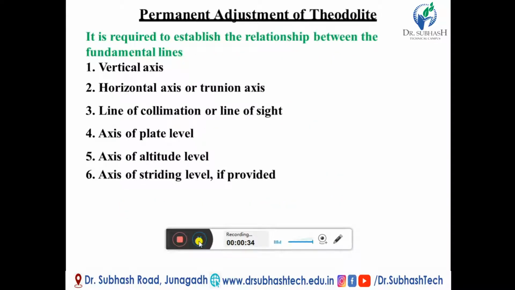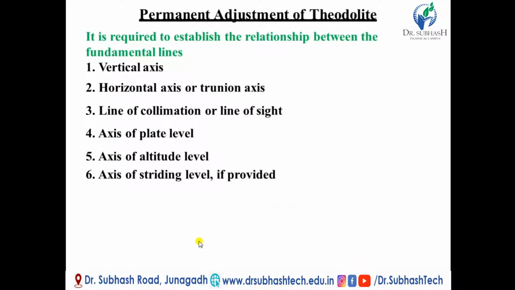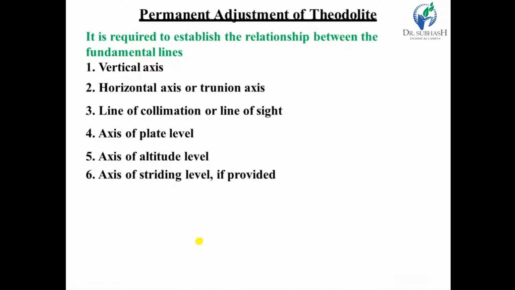In the previous session, we discussed the temporary adjustment of the theodolite. In that session, we are discussing the permanent adjustment of the theodolite. Why is it required? Because we have to establish the relationship between the fundamental lines. We know that the vertical axis is truly perpendicular to the horizontal axis, so we have to adjust those axes with respect to each other.